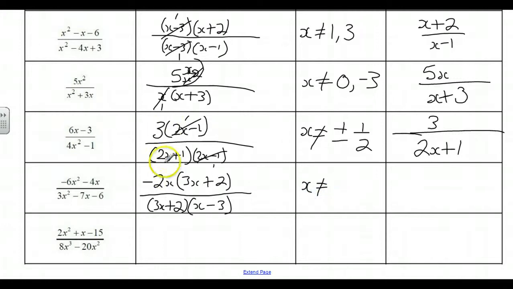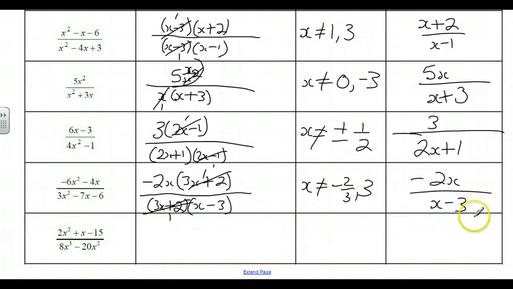Now, restrictions, right? We do not cancel anything. Negative 2/3, positive 3. Now, we cancel. Oops, I canceled right off the tablet. And we are left with negative 2x over x minus 3. Simplified form.